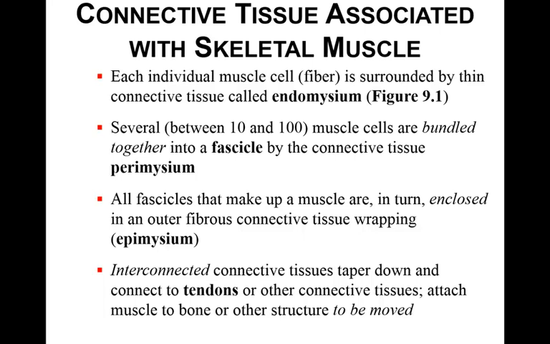All right, so you have endomysium around the individual muscle fiber. You have perimysium around the fascicles, and then you have epimysium around all the fascicles that make up the muscle. Okay, then on the outside of that, you have interconnected tissues that taper down and connect to tendons or other connective tissues, and they attach the muscle to a bone or another structure to allow the muscle to have a leverage system so that they can actually move. Okay, so you guys know tendons attach muscles to bones.